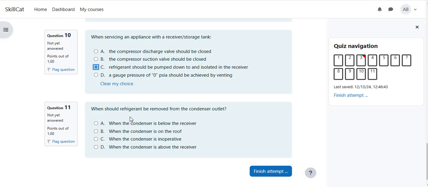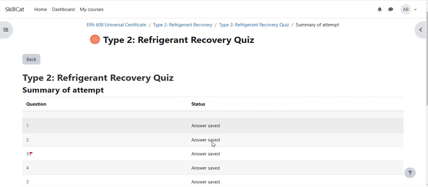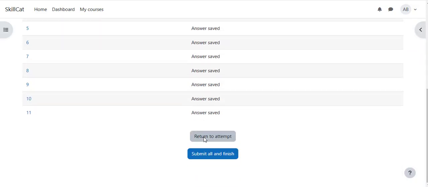When should refrigerant be removed from the condenser outlet? When the condenser is below the receiver. If it's below the receiver, yeah. Let's check. Okay, let's submit and finish.